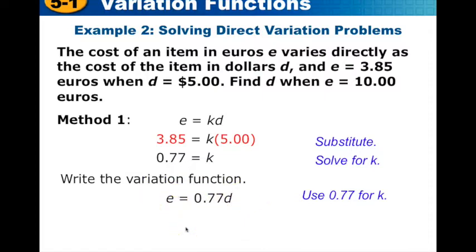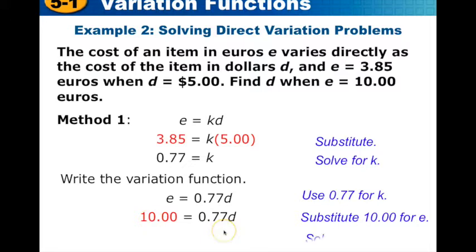Now that we have our equation, we can plug in the second value that they give us. The second thing they ask us to do here is to find D when E is 10. So we're going to plug in 10 euros for E, and then divide to find out what D is, and we get D is 12.99. So that's the first way you can do it. The first way is to actually find that equation by solving for K.